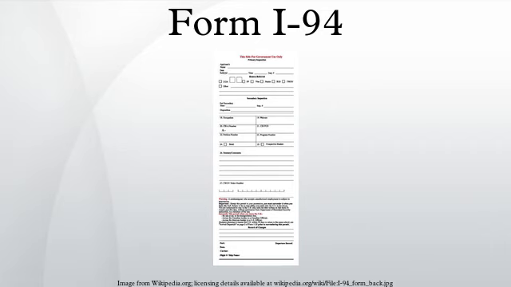An I-94 is a form denoting the arrival-departure record of particular foreigners used by U.S. Customs and Border Protection. U.S. Citizenship and Immigration Services uses Form I-94 also. Form I-94 must be completed at the time of entry to the United States by foreign citizens that are being admitted into the United States in a non-immigrant visa status.